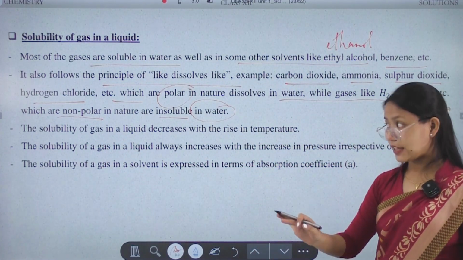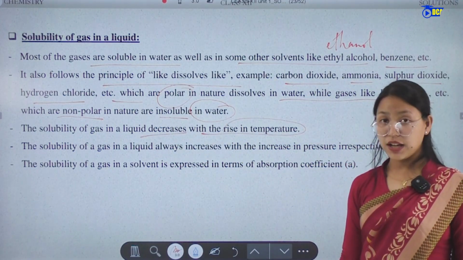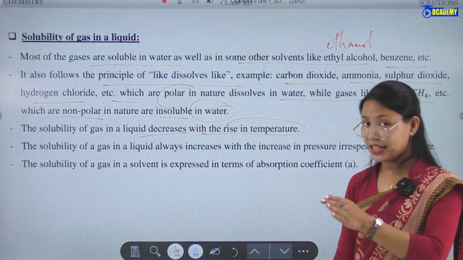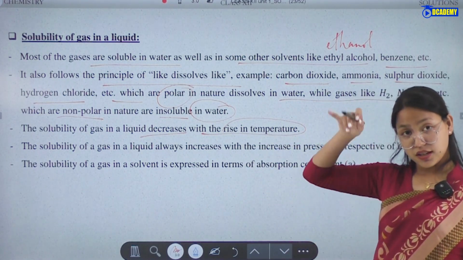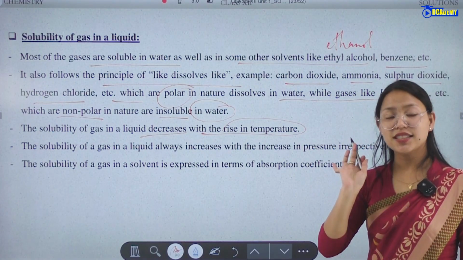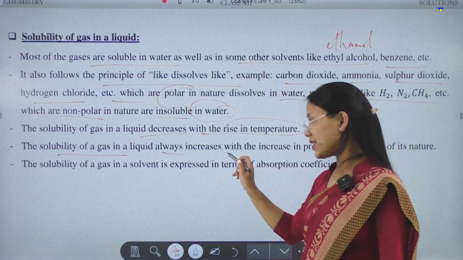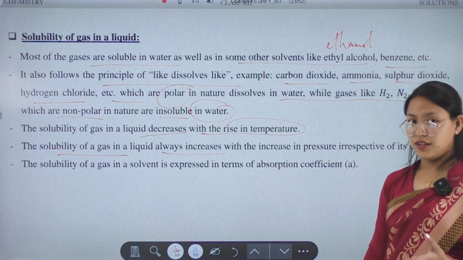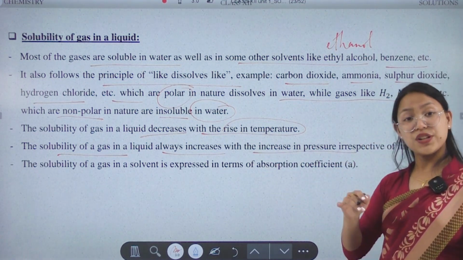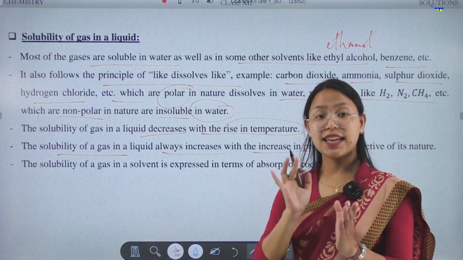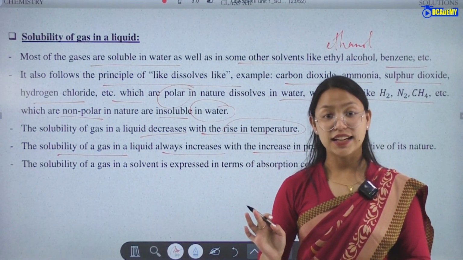The solubility of gas in a liquid decreases with a rise in temperature. As temperature increases, the solubility of a gas decreases. But the solubility of a gas always increases with the increase in pressure. When pressure increases, the solubility of gas in liquid increases.